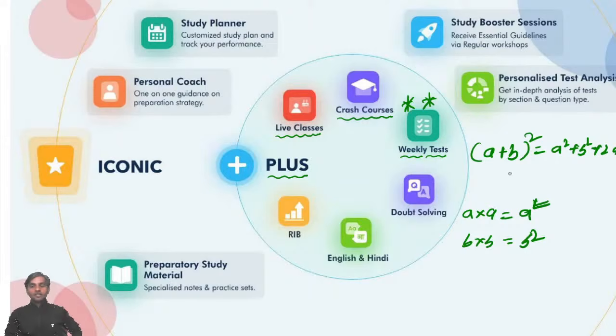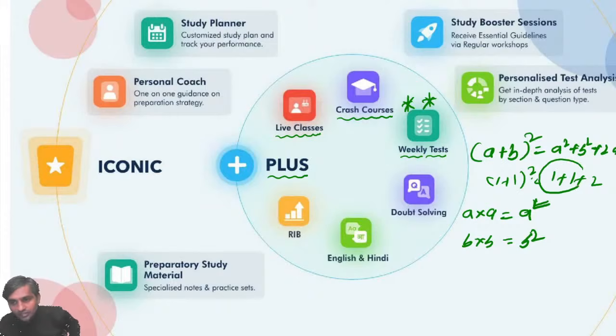Sometimes, let's say it's 1 plus 1 whole square. It's going to be 1 plus 1 plus 2. So you get almost a square plus b square plus 2ab. Okay, it is very important to get the point. So work together, form a team. Request your friends to join with you, so that you can achieve success in your life. Don't get disappointed, sir. We are here to help you.